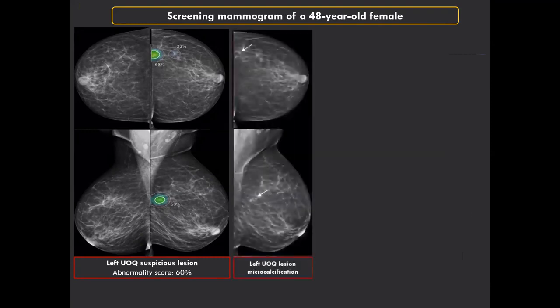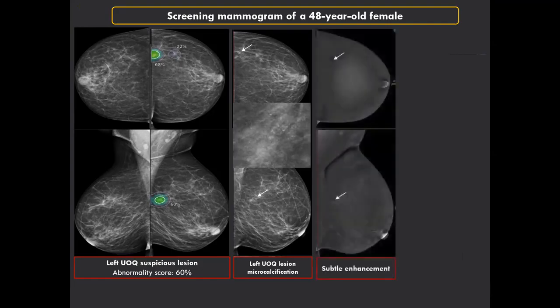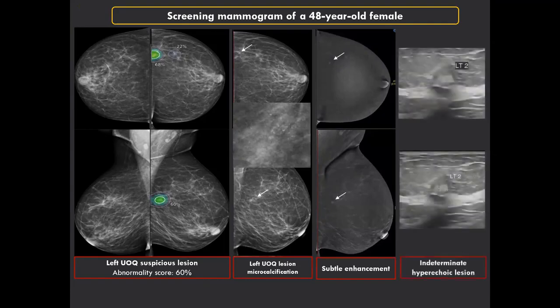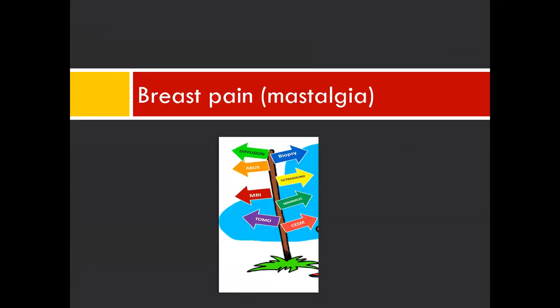And going back, we saw this very tiny nodule in the left upper outer quadrant. When we magnified the image, there were very subtle, faint microcalcifications associated with this nodule. This was her contrast mammogram, and again, there was very subtle enhancement of this nodule, and this was the complementary ultrasound, which showed an underlying indeterminate hyperechoic lesion. Biopsy was taken, and this was an invasive tubular carcinoma.